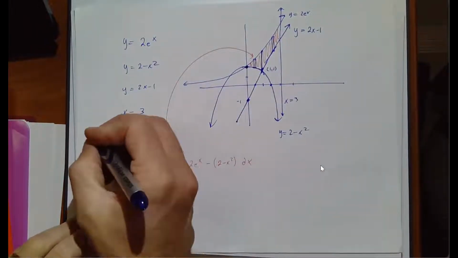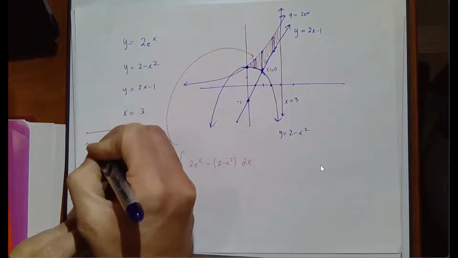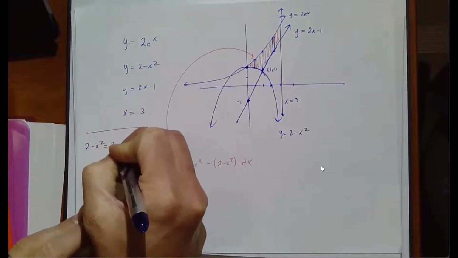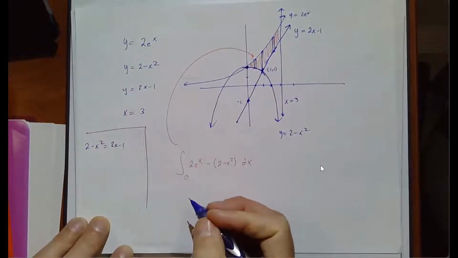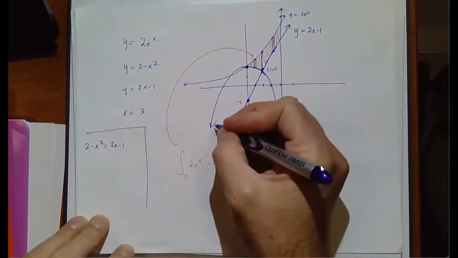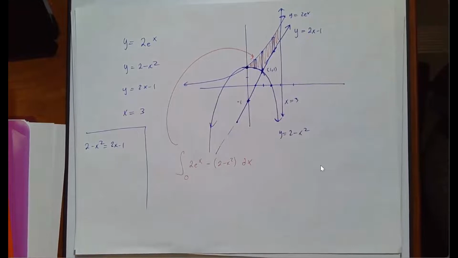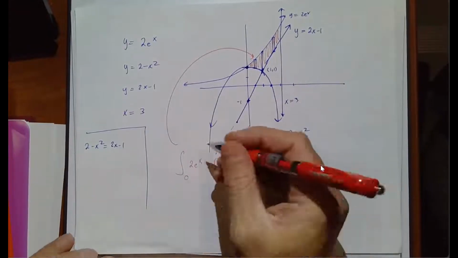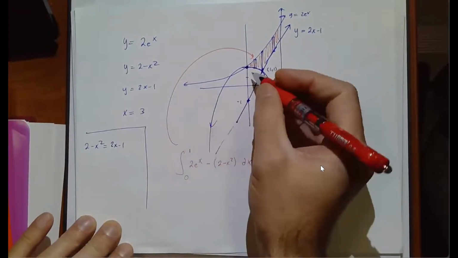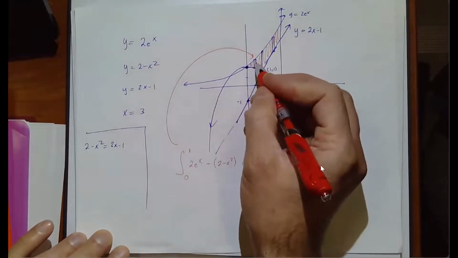Although you totally could solve 2 minus x squared equal to 2x minus 1. It's very solvable. You would get x equal to 1 and some other point down here where they intersect again, which we don't care about. So that's the upper limit, 1, because these rectangles go as far left as 0 and as far right as 1.